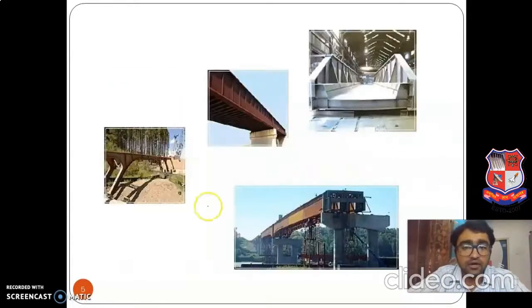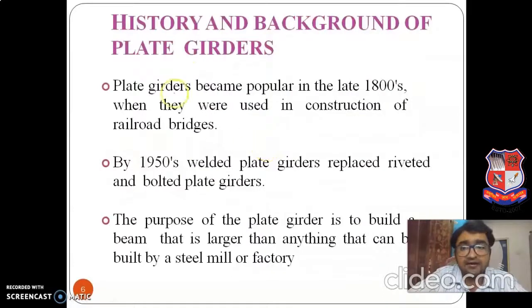Next, we have various examples. You can see over here, in the bridge, this is connecting, and this is the girder. This is the girder. Generally these are used for the railway bridges only, right? We'll see later the history and background of the plate girder.